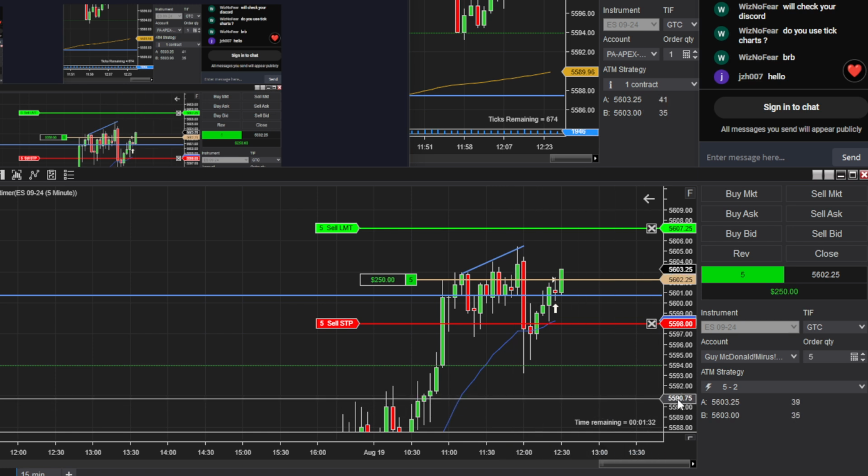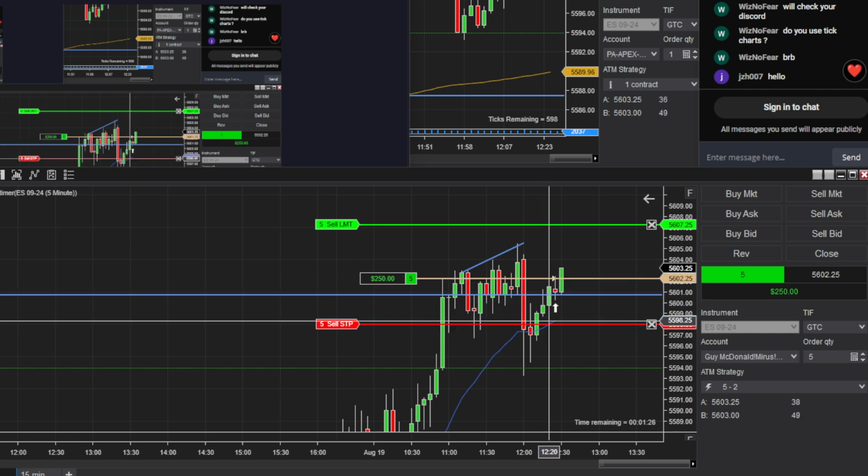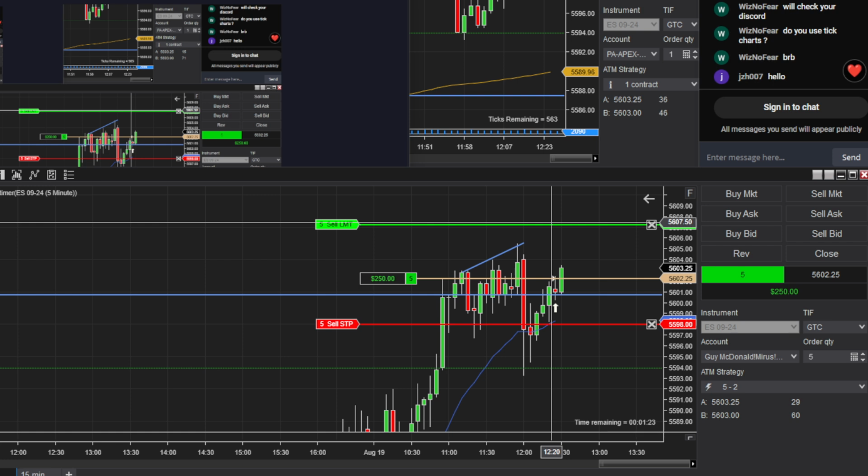All right, so we're in a trade here. What I did was I placed an order to buy above this bullish signal bar here, put a stop below it, and then we're going for 5 points, which should be up here.